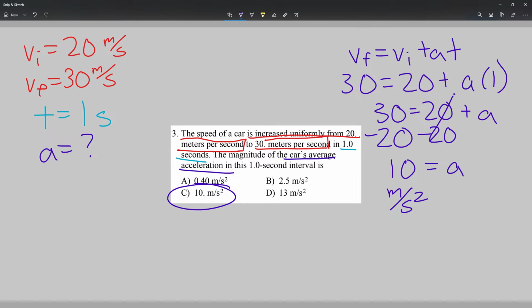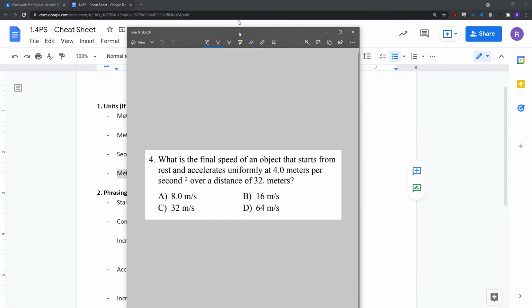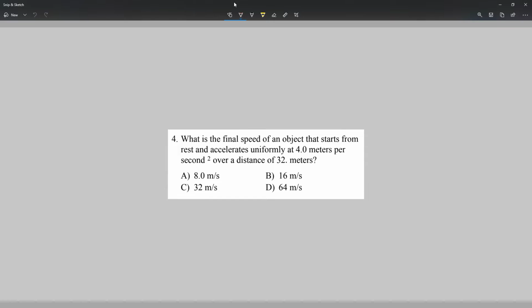Feel free to pause before I move on. Exit this out. So the question begins with, what is your final speed? So what is VF?